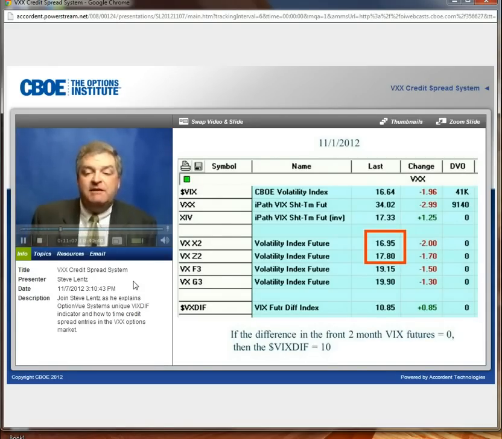You can see that the value is 10.85. And then if you look at the change number, the base is always 10, you can see it's plus 0.85. So every day, whatever the difference is, that's the change value, always from 10. So with VIX Diff, if the two are even, second month minus the first is 0, you're going to have a value of 10. 10 is the baseline.